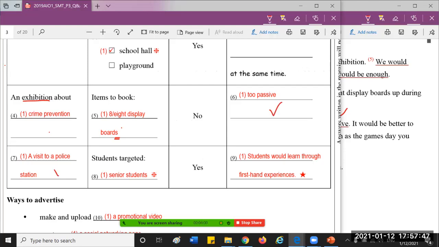Next, number 7, a visit to our police station, or you can say to the police station, both are correct. Target students, senior students with S, and if you didn't put S, I'm sorry, it's wrong. The reason is because students would learn through first-hand experiences. Do you not know that first-hand is linked together with a hyphen, it's one word? First-hand experiences with S. You can see a star, that means a difficult question in task 1. I'll give you 10 seconds to do corrections or take the answers here for answers 7 to 9.